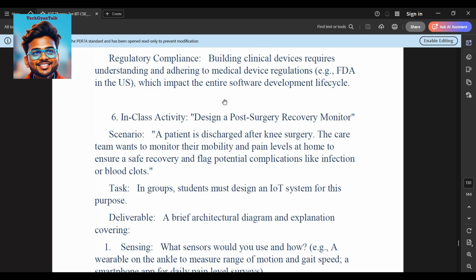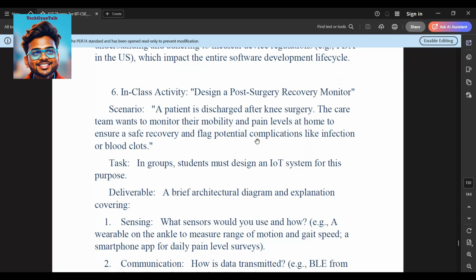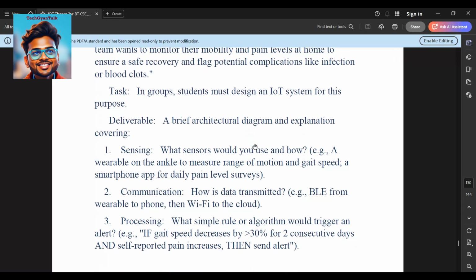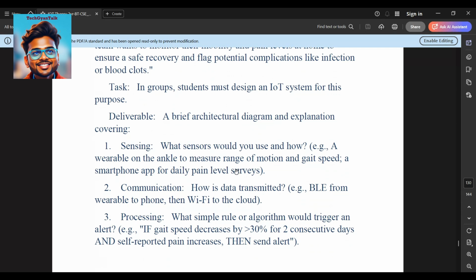In-class activity: design a post-surgery recovery monitor. Scenario: a patient is discharged after knee surgery. The care team wants to monitor their mobility and pain levels at home to ensure a safe recovery and flag potential complications like infection or blood clots. Task: in groups, design an IoT system for this purpose. Deliverable: a brief architectural diagram and explanation covering sensing. What sensors would you use and how? Example: a wearable on the ankle to measure range of motion and gait speed, and a smartphone app for daily pain level surveys.